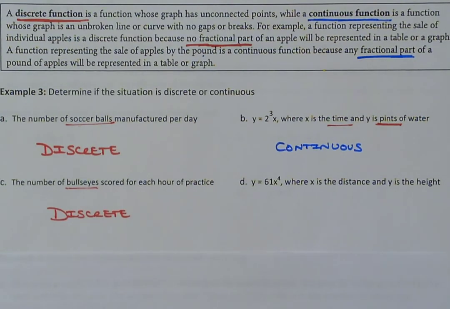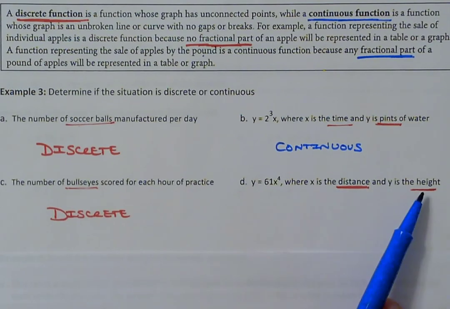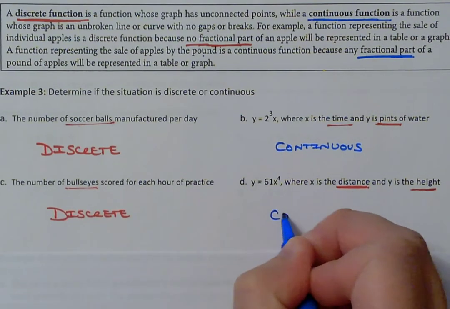All right, and then lastly, if we look at D, if I have y equals 61, x to the power 4, where x is distance, can I have half a distance? Let's think miles. Can you have half a mile, 3/4 of a mile, or 1/4 of a mile? You can. So you can have fractional distance, and then height. Can I have half a foot or 3/4 of a foot, etc.? I can have fractional height. So because I can have, say, half a mile or half a foot, that means that this is continuous.